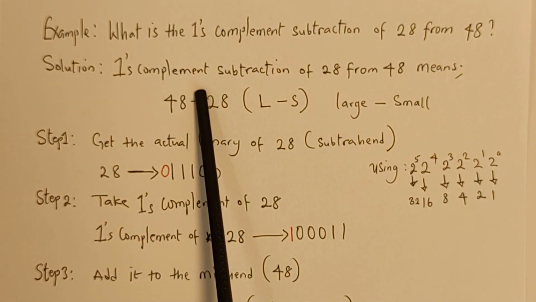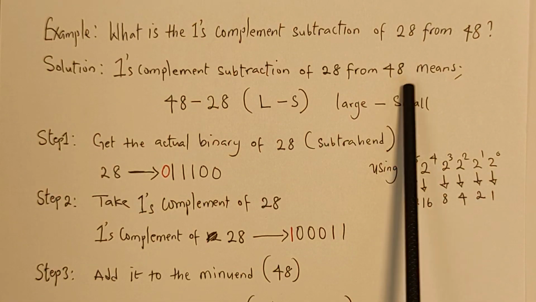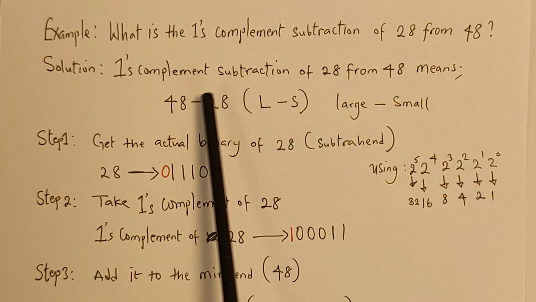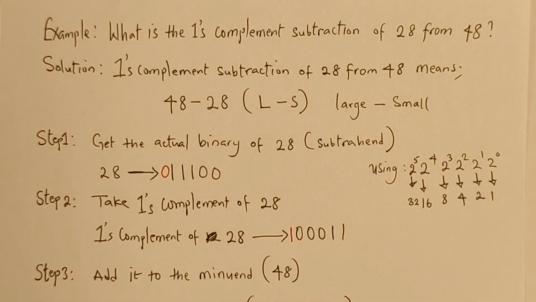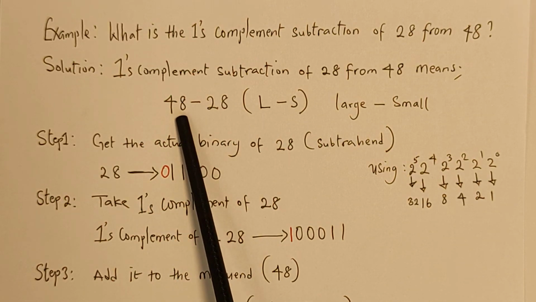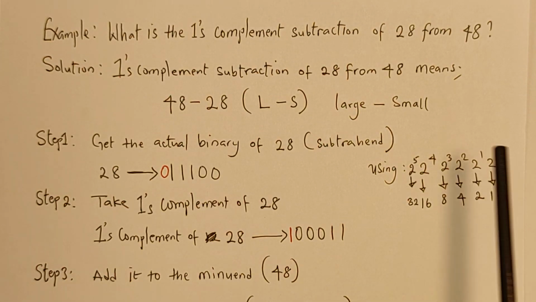Now 1's complement subtraction of 28 from 48 means that you need to write it this way. It means 48 minus 28. This is what it means. So in this case, we have the large number minus the small number. So this is very easy.